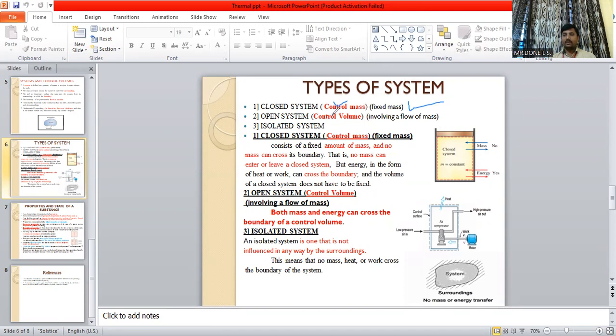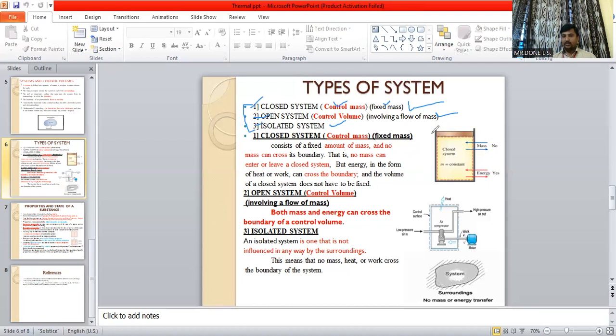Keep in mind that there will be chances of asking such objective questions in your competitive examination. What is meant by open system, or what is meant by closed system, or closed system is also known as what. A closed system is also known as a fixed mass system. Open system involves flow of mass. The third one is the isolated system. These are the basic three types of system: closed system, open system, and isolated system.